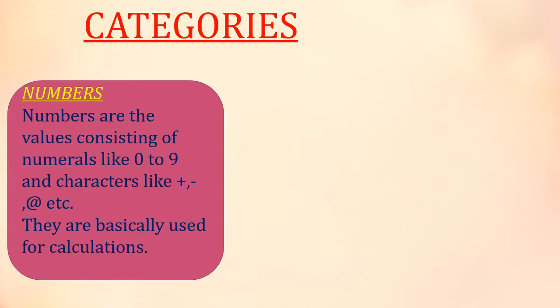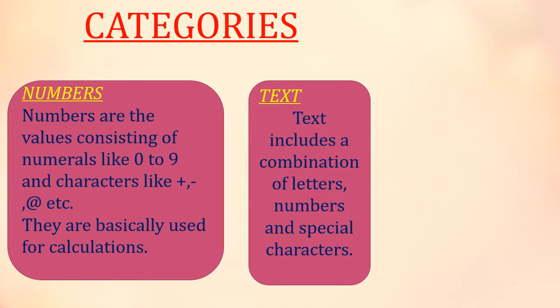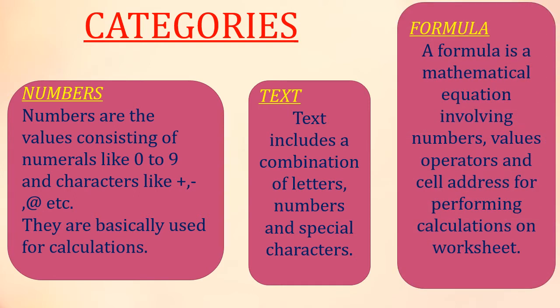The next data type is text. Text includes a combination of letters, numbers and various special characters. Excel considers any data that it does not recognize as a number, date, time, or formula as text. A cell in Excel can contain up to 32,767 characters in it.